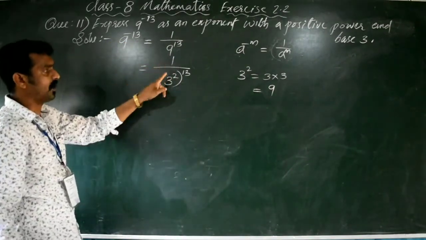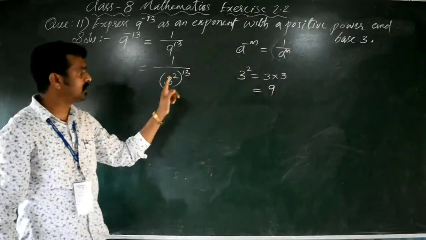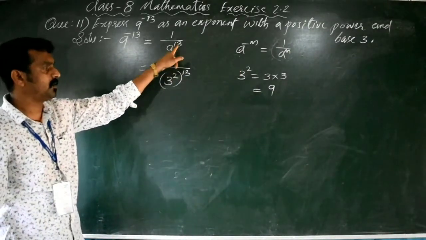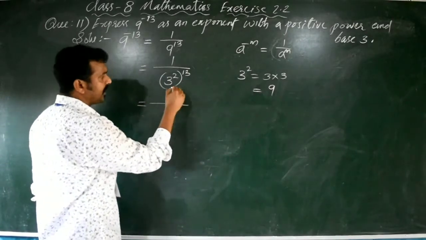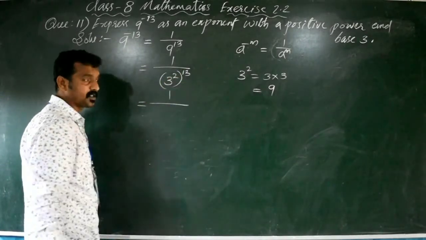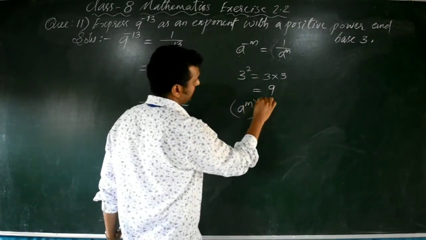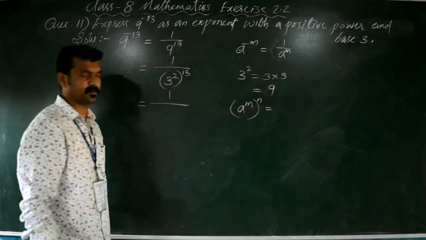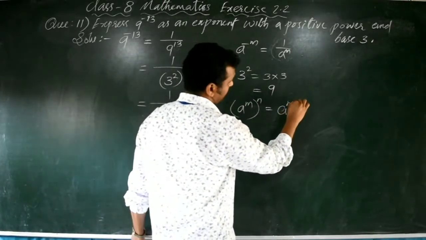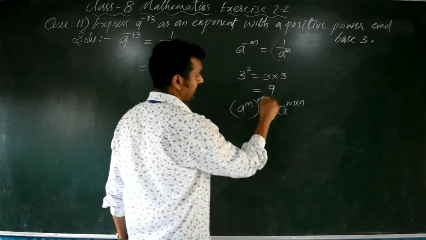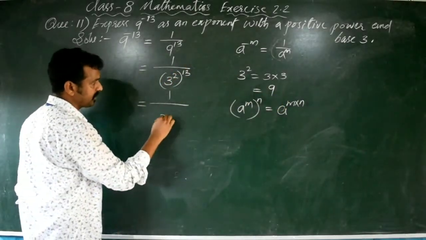That is equal to 1 by, in place of 9 I wrote 3 raised to 2, the whole raised to, what is the power? 13. Now that is equal to 1 divided by 3 raised to 2, the whole raised to 13. You can use a formula. A raised to m, the whole raised to n, you have studied the formula. What is the formula? A raised to m, the whole raised to n is equal to a raised to m into n. So 3 raised to 2, the whole raised to 13 is equal to, what will come as the answer?